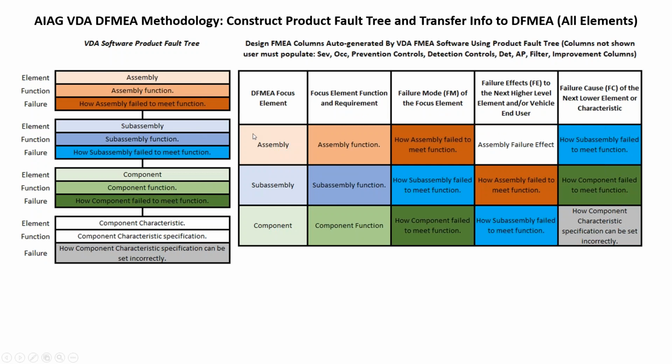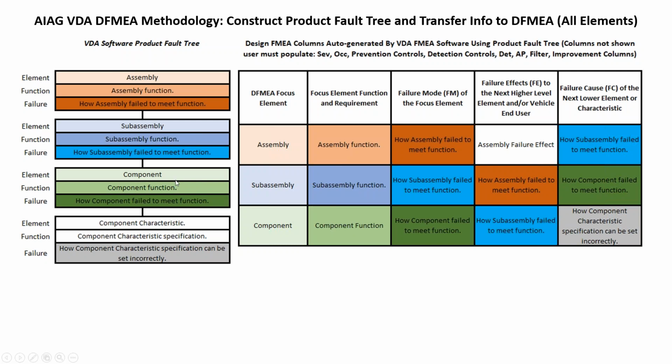As I said to you before, every unique element in your fault tree in this methodology, you must create a design FMEA for. Since we have 3 elements, assembly, sub-assembly, and component, we are going to have to create 3 different design FMEAs. Now, if we take this top one, you can see assembly. Okay, so we move these columns here, but you see there's nothing above you. And this is where you put the vehicle end user requirement. However, below you is how the sub-assembly failed to meet the function, and that's why you put that particular failure cause as the failure cause of the assembly failing to meet its function.